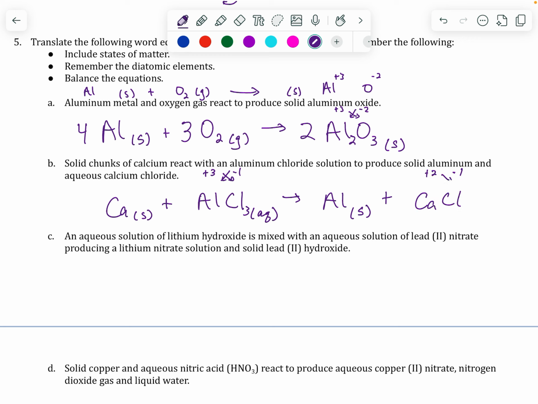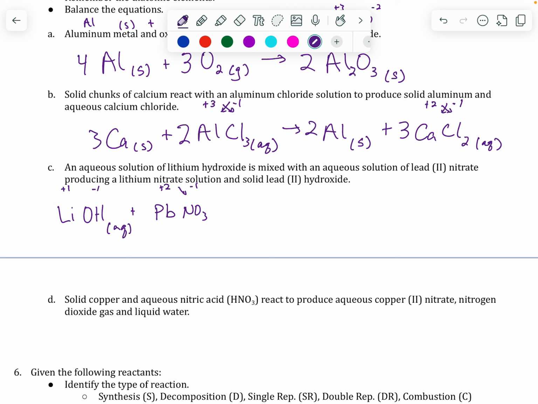lead 2 nitrate. Remember, lead 2 is Pb +2. Nitrate is an NO3 group, crisscross, and it was aqueous. To produce or producing a lithium nitrate solution, LiNO3 plus 1 minus 1, solution means AQ, and lead 2 hydroxide. So we have lead plus 2, OH is a minus 1, and that is a solid.